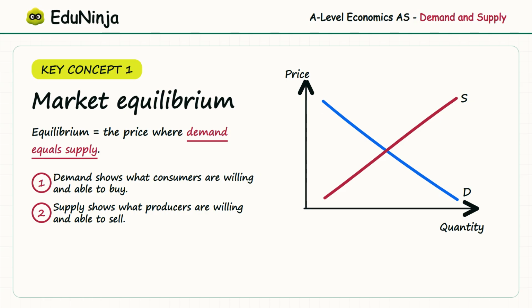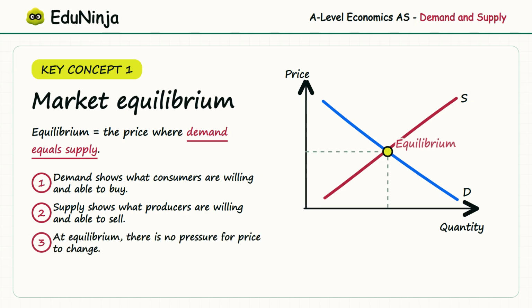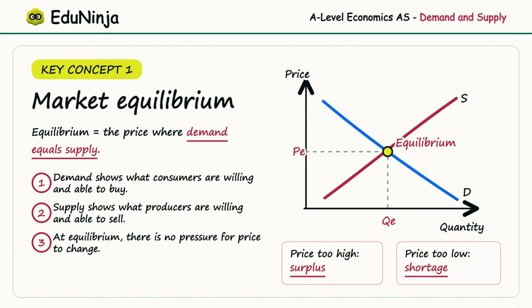At that point, the amount buyers want is exactly the amount producers want to sell. If price is too high, there is a surplus. Some goods are left unsold, so sellers feel pressure to reduce price. If price is too low, there is a shortage. Consumers want more than producers are offering, so price is pushed up. So when quantity demanded equals quantity supplied, the market clears.